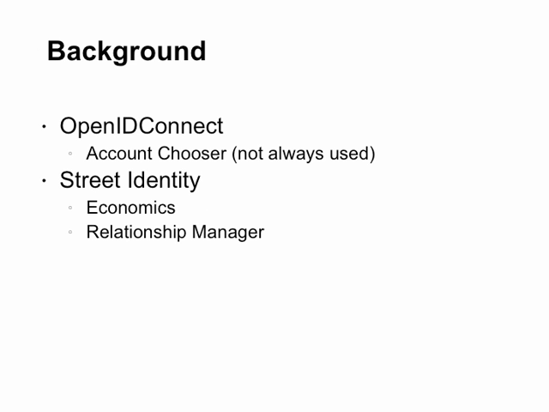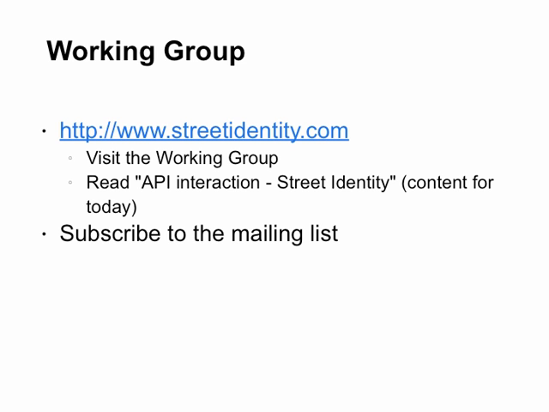So as background, before you watch the session, you might want to have watched the session on OpenID Connect and Account User, but you should certainly have watched or read the slides from the Street Identity site about the economics of attribute providers and the business challenges, which talks about relationship managers. If you also want to follow along with the slides for this, you can go to streetidentity.com, visit the working group, and there's a file called API Interaction for Street Identity, which you can use to follow along with today's content. We also suggest subscribing to the mailing list linked from the working group.